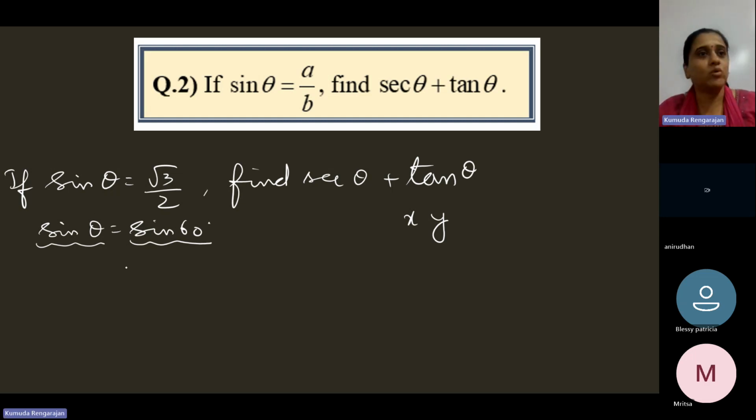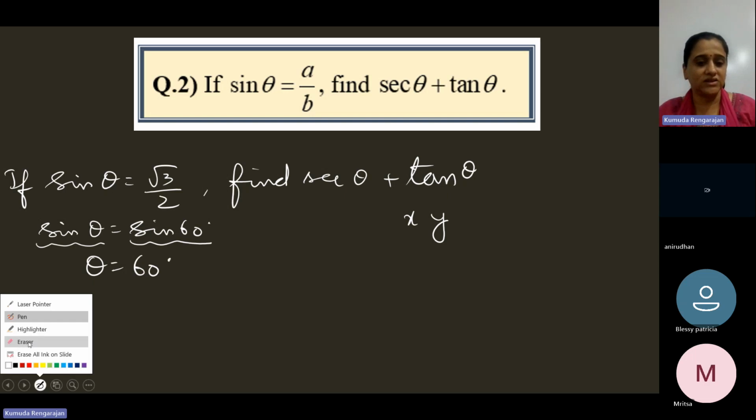On comparing both the sides, in your mind, you cancel sine and sine. So what are you left with? Theta is equal to 60 degrees. On comparing both the sides, sine theta equals sine 60, that means theta is 60 degrees. Now you found the angle theta, 60 degrees.